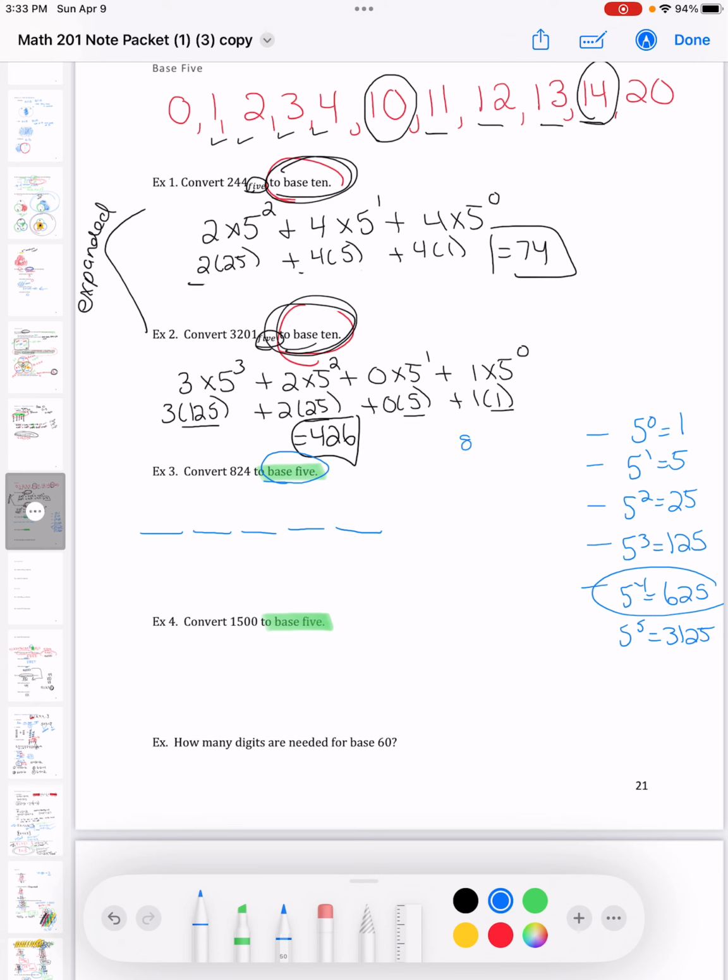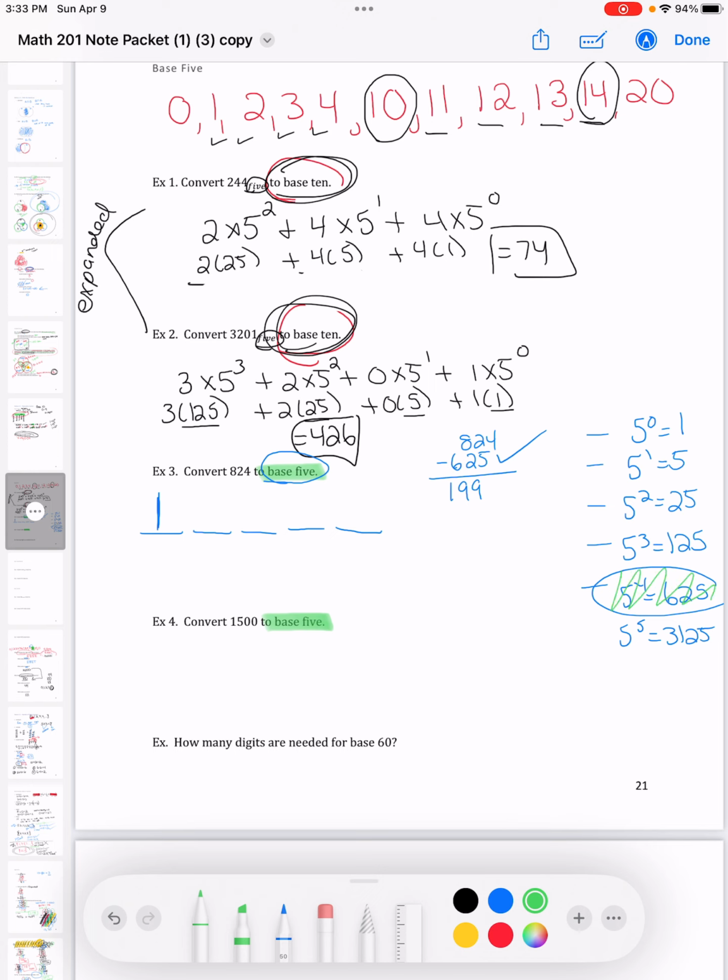I'm going to start with 824, and it's a lot easier to start big. I'm going to subtract, like I said, as close to 824 as I can, but I can't go over it because I don't want to have any negative numbers. That leaves me with 199. I subtracted one time, so I'm going to put a 1 right here. I'll show you what happens if you have to do it more than once in just a second.